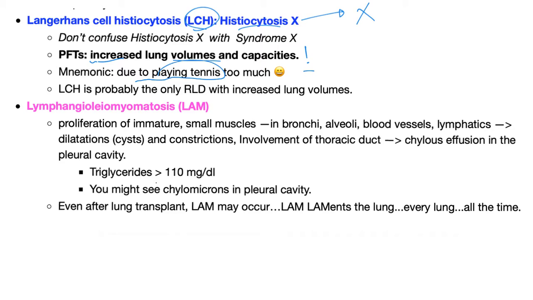Which is a silly joke, but it works. LCH is probably the only restrictive lung disease with increased lung volumes. Let's talk about LAM, Lymphangioleiomyomatosis.